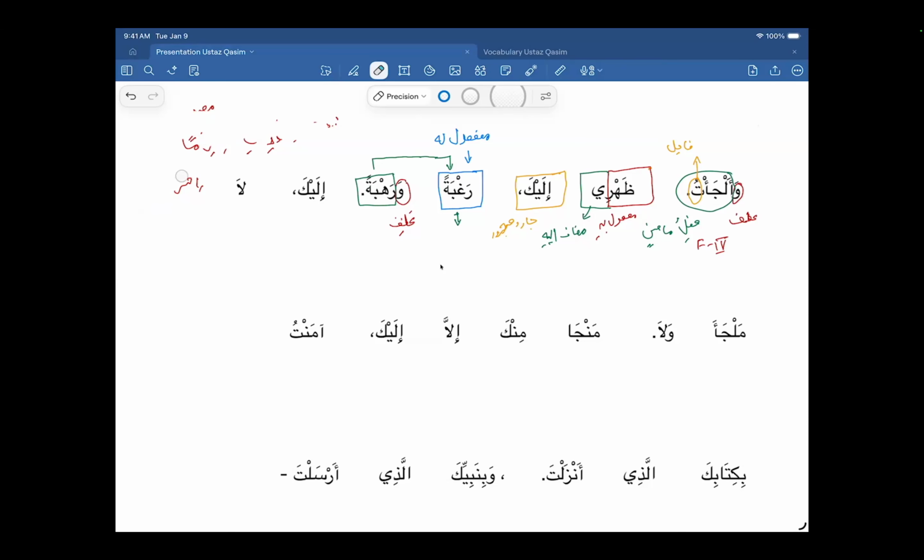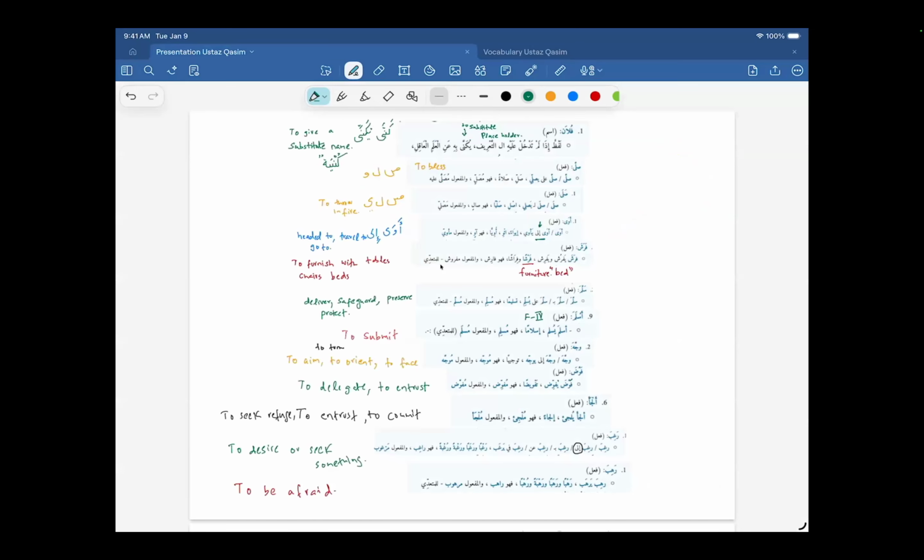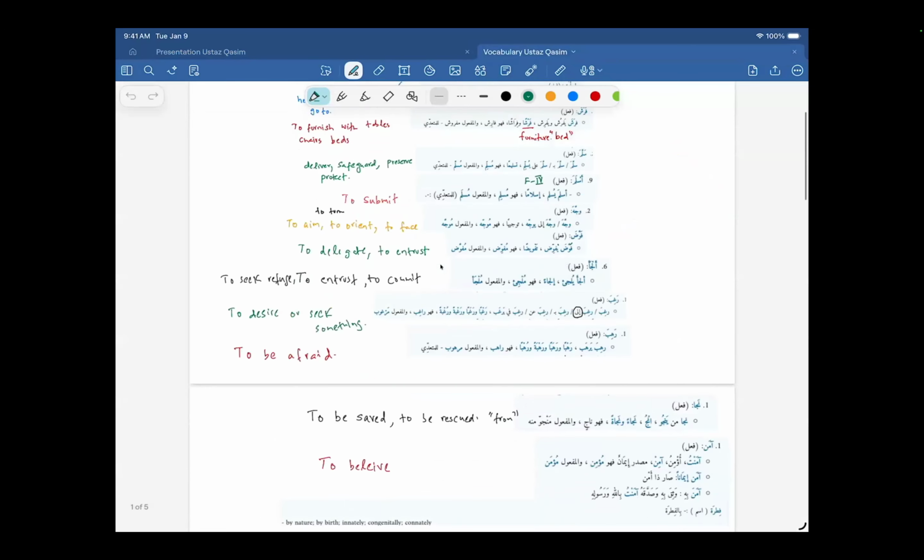Now that we have this cleared, let's look at some vocabulary. We have completed the sentence. Actually, sorry, I should also add that ilayka is also jar majroor here. So this is just jar wa majroor. And now my sentence has ended. Over here, my sentence is ended, and then a new sentence is starting. So now that we have ended the sentence, let's look at some vocabulary. The first verb I mentioned was alja'a yulji'u, right? So let's look at our vocabulary sheet.